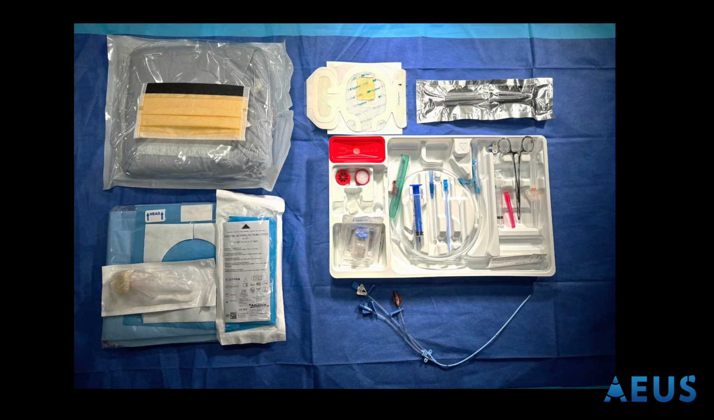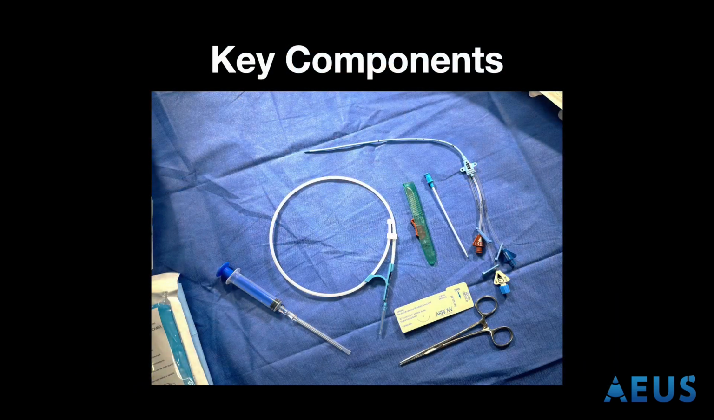Familiarize yourself with your institution's central line access. They will all be different. Some kits include a mask and gown. Some kits include sterile covers, lidocaine, flushes, and everything you need. However, some kits are more bare bones and only contain the key components. So let's go over those now.